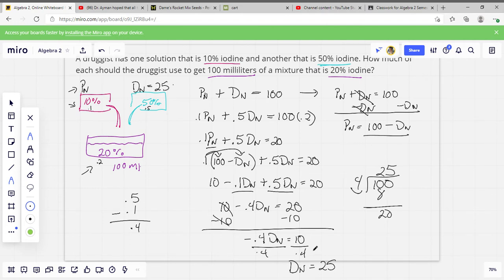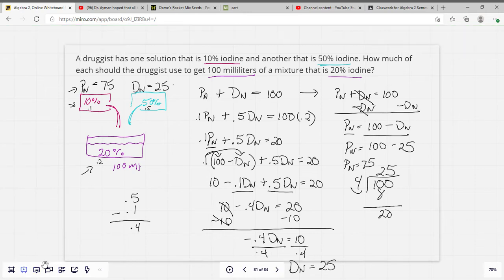And now I know that my pour number is 100 minus Dn. So pour number equals 100 minus 25. So my Pn is going to equal 75. Alright, so the answer to that one is pour number 75, dump number is 25. And you could use anything. You could use something other than Pn and Dn. You could be like solution A, solution B.